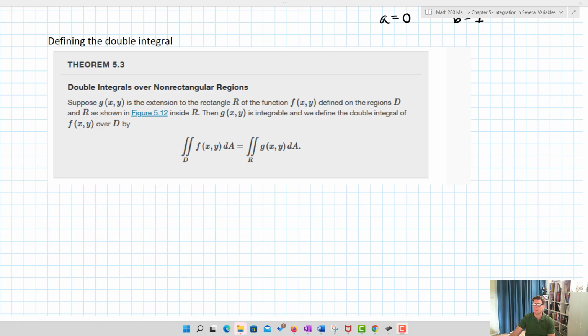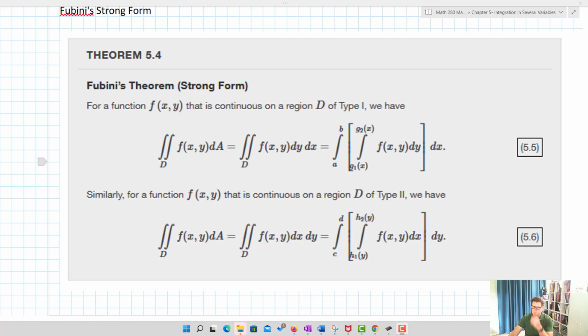The next piece that we're going to be looking at is Fubini's. Now we have something called Fubini's theorem. It's called the strong form for Fubini's. We used Fubini's last time in order to allow us to switch whether we were going to be integrating with respect to y first or integrating with respect to x first. We're going to do the same thing here. It's called strong form.